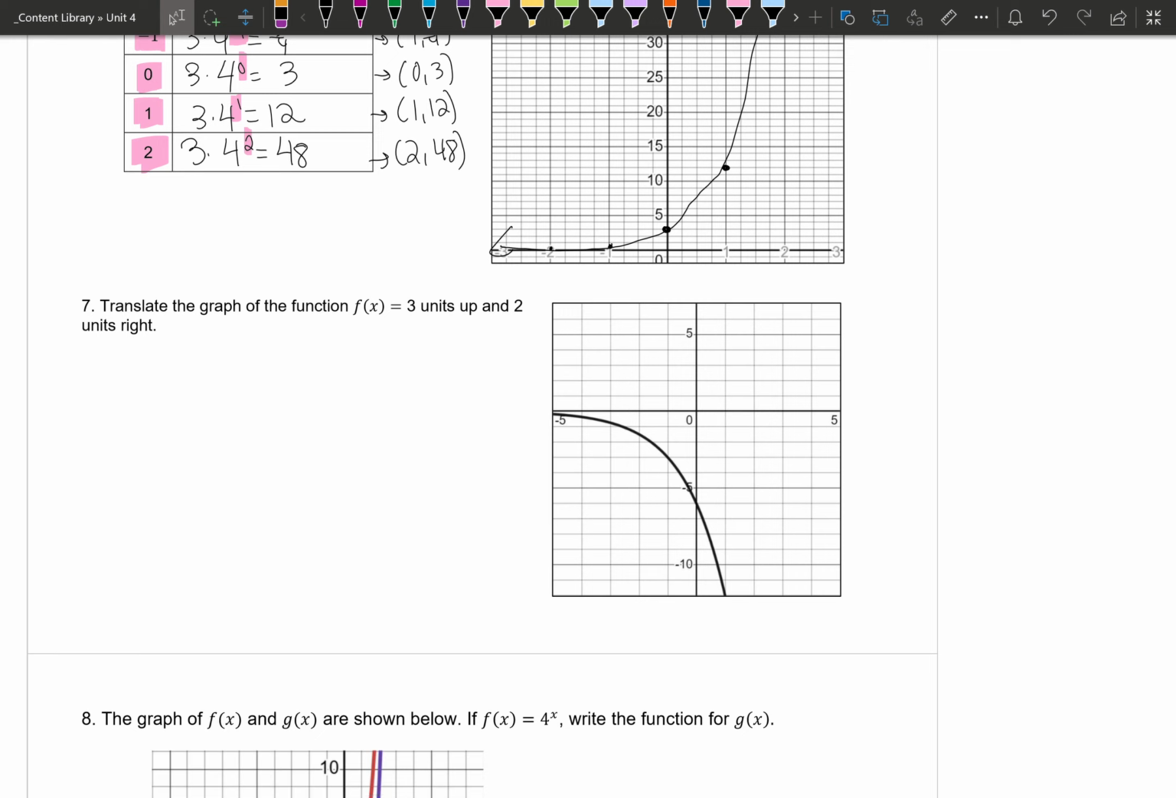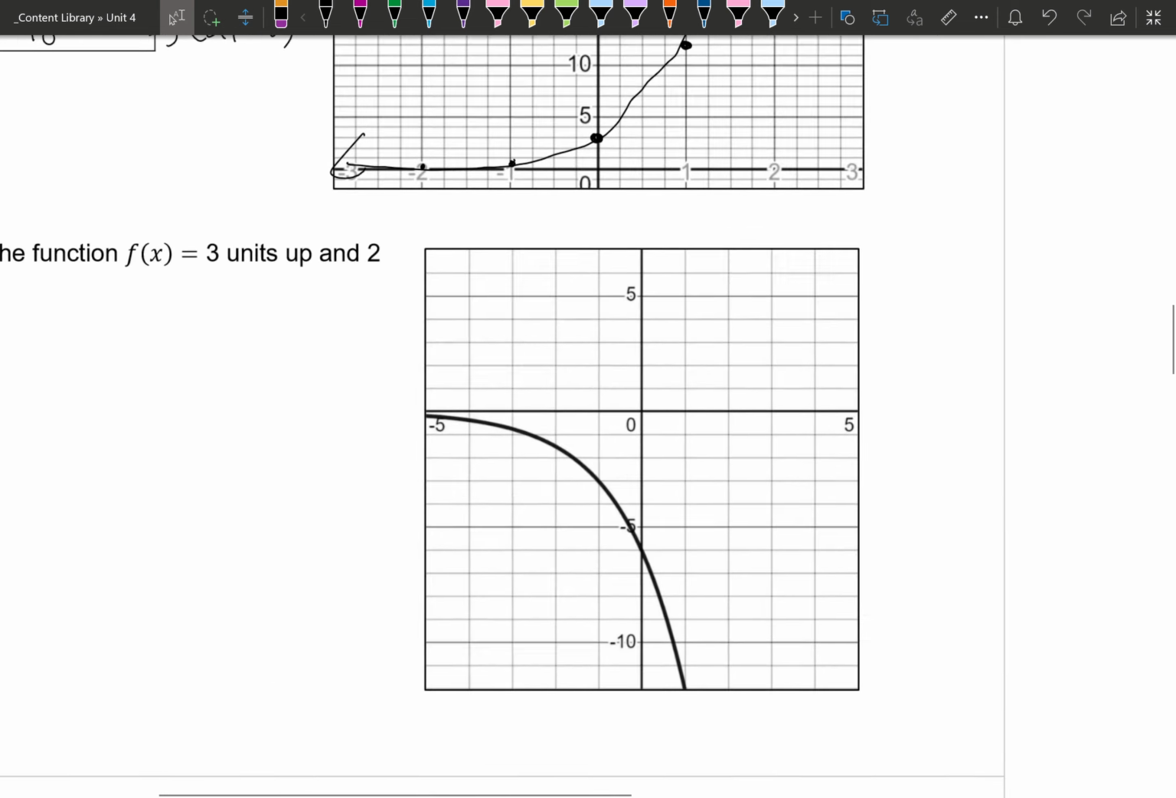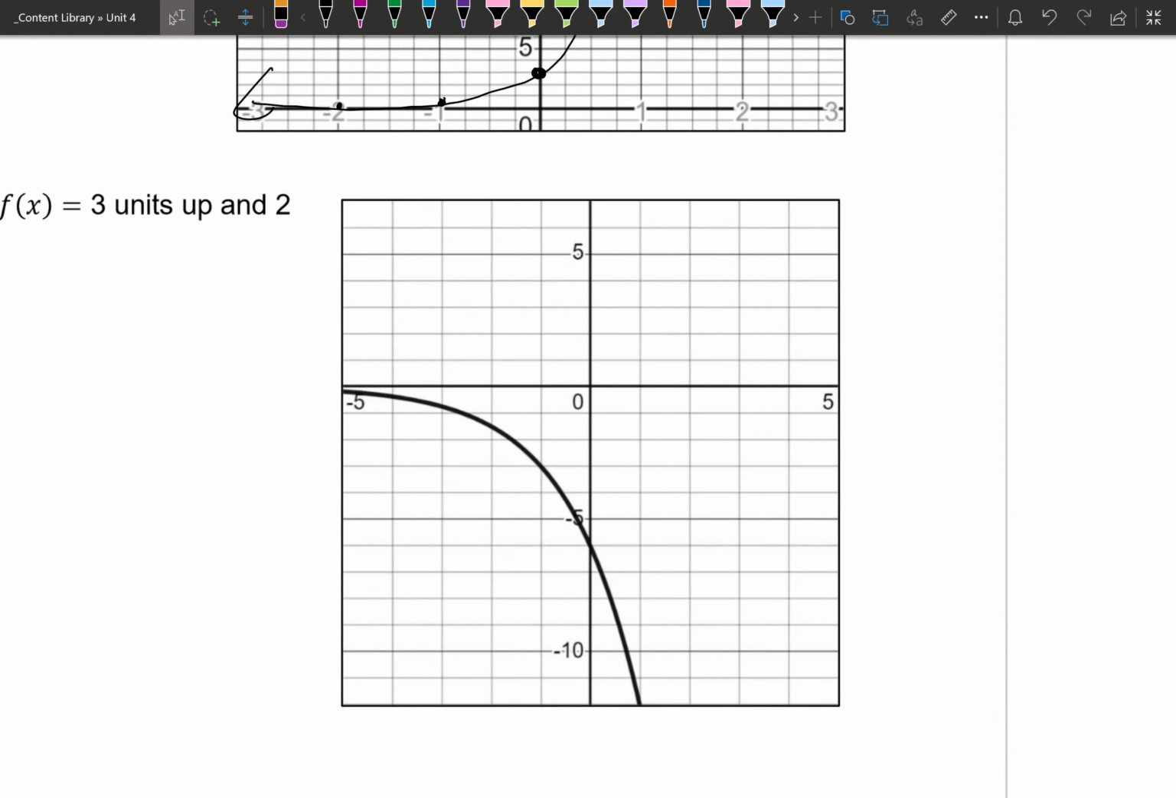In number 7, what we're going to do is translate the function 3 units up and 2 units to the right. Okay, let's select 2 very nice points. I'm going to select the y-intercept because that's easy peasy. And this is a nice one here too. You know what? Do I want to do 3 points? I don't. I really don't. I'll do it anyways. I'm going to do this half point here. Yeah, it'll be more accurate. I can't resist it.